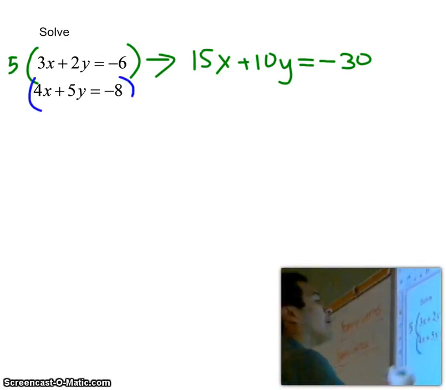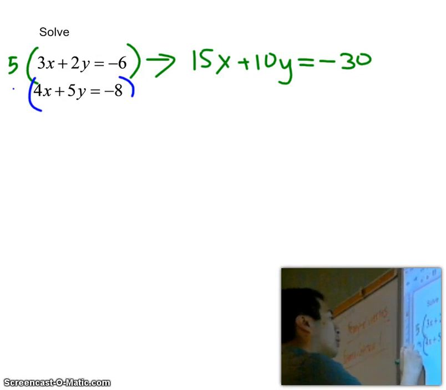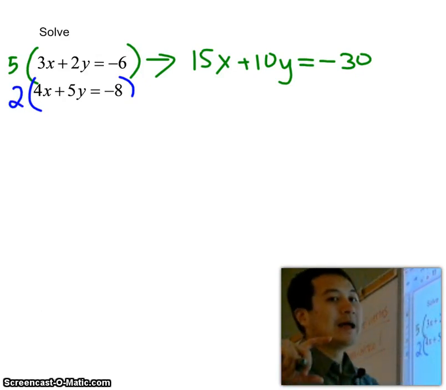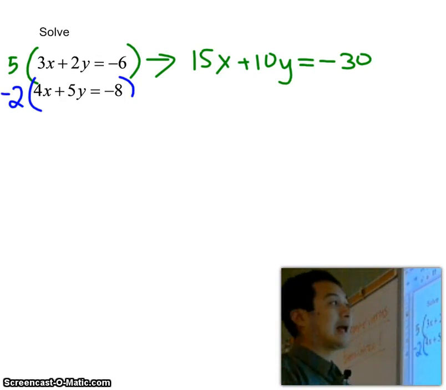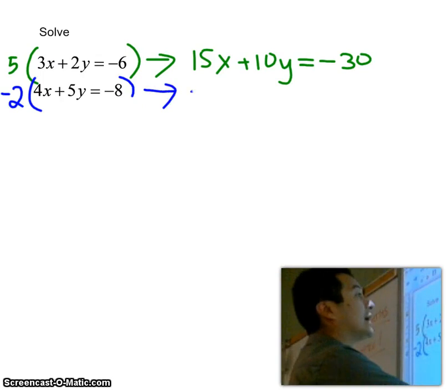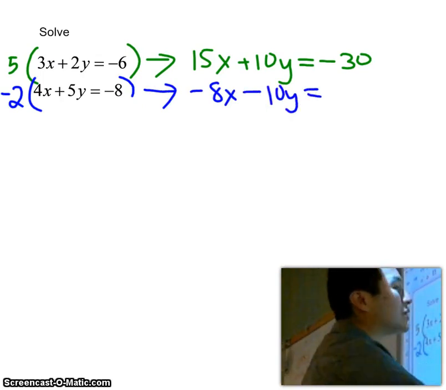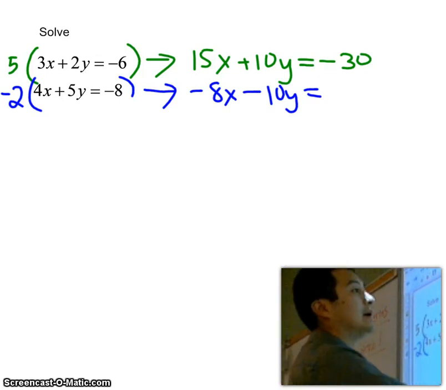Now second one, I want to make this also 10y. So 5y becomes 10y by multiplying by 2. But not 10y, but negative 10y. So I have to multiply by a negative 2, because when I add it down, I want to eliminate. That becomes negative 8x. That becomes negative 10y. And make sure you keep your sign. Sign's so important here, because the sign can make or break a problem.